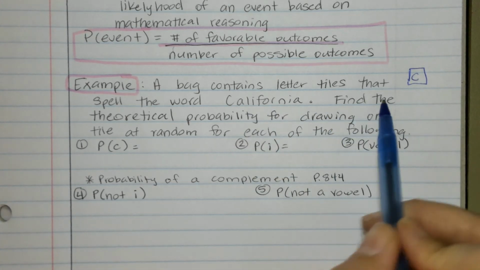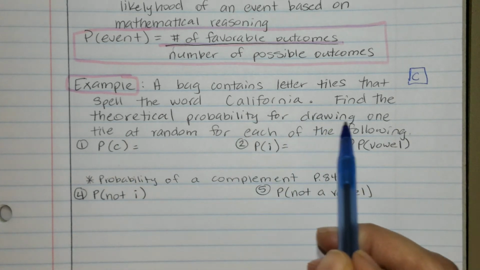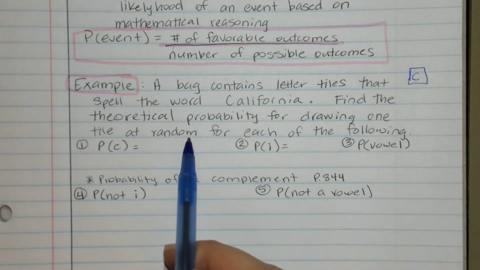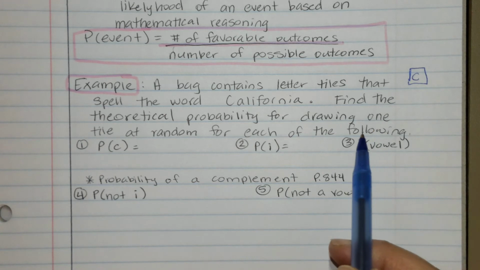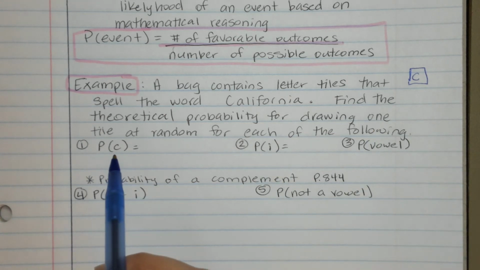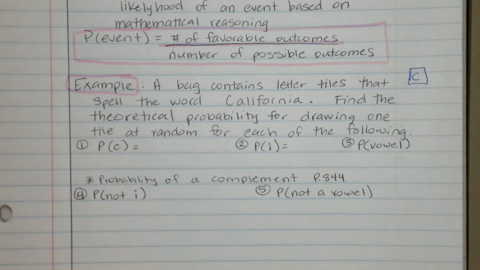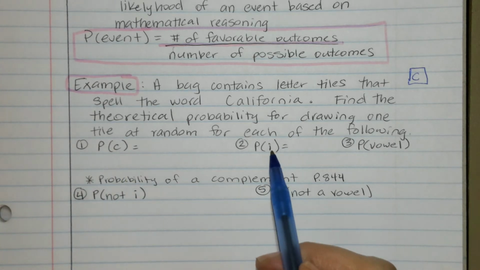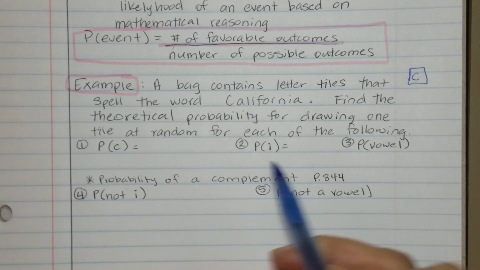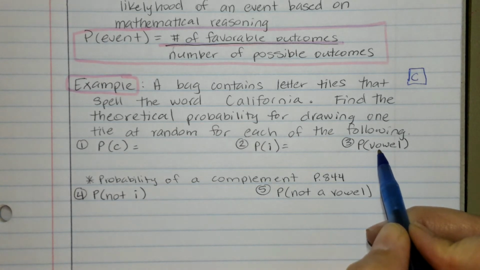So anyways, find the theoretical probability for drawing one tile at random for each of the following. So imagine just this one. You reach in the bag. What's the probability of getting a C? And then you would put that tile back, whatever tile you got. What's the probability of getting an I? Here, it's a little different. What's the probability of getting a vowel? So think A, E, I, O, U. How many of those tiles are in there out of the total?